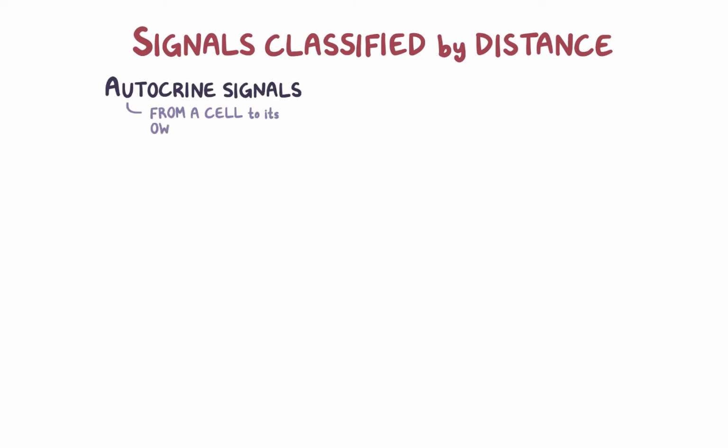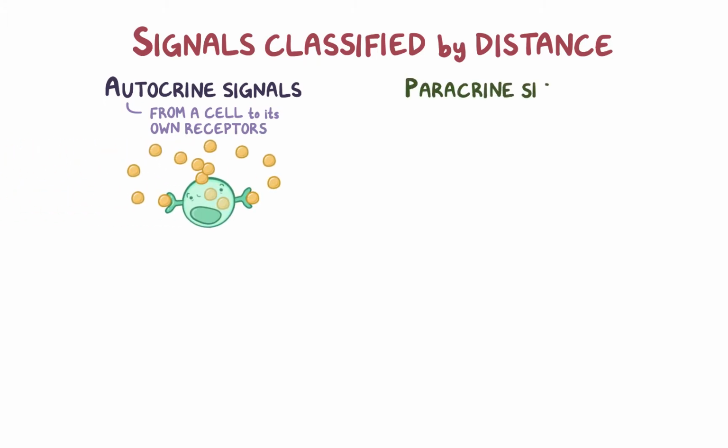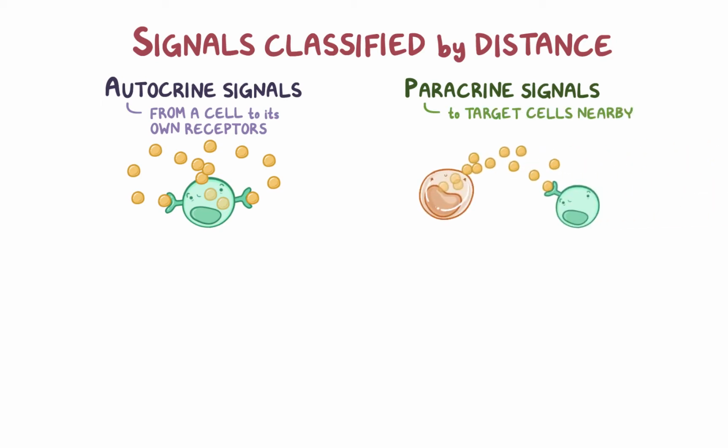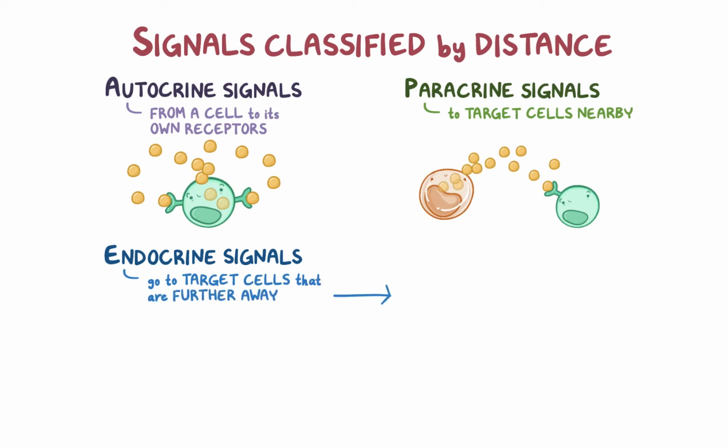Signals can be classified according to the distance between the signaling cell and the target cell. Autocrine signals are produced by a cell and go to its own receptors, so the cell sends a signal to itself. Paracrine signals are produced by a cell and go to target cells that are nearby. And endocrine signals are produced by a cell and go to target cells that are further away.